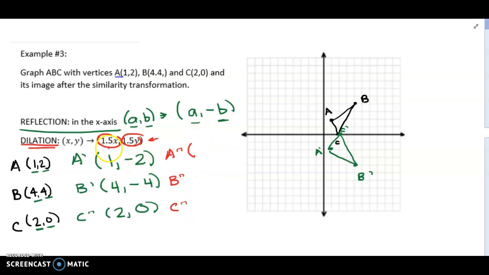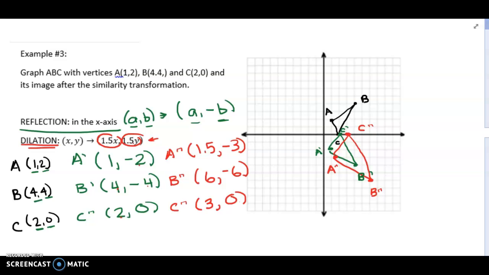If I multiply 1 times a half, I get 1.5. Negative 2 times a half is negative 3. 4 times a half is 2. Negative 4 times a half is negative 2. 2 times a half is 1. 0 times a half is still 0. So go ahead and plot these 3 points. After you plot it, this is what you should have gotten.